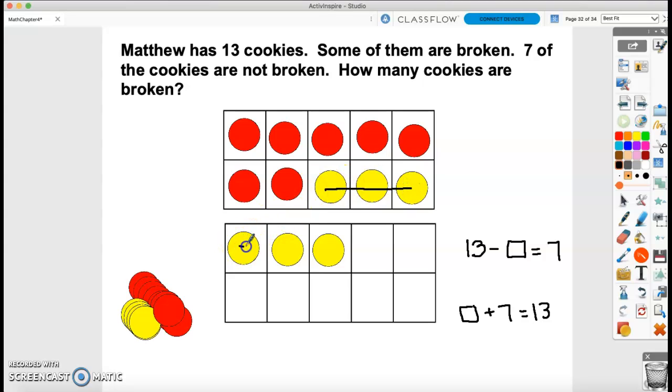and 3 right here. Well, I know 3 and 3 is 6. So 13 minus 7 is 6, or 6 plus 7 equals 13. So how many cookies are broken? 6 cookies. And if I really wanted to get good, I could say 6 cookies are broken to answer the question, because remember, we always have to answer the question.